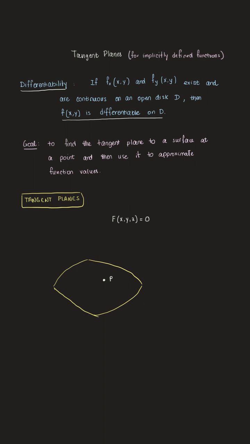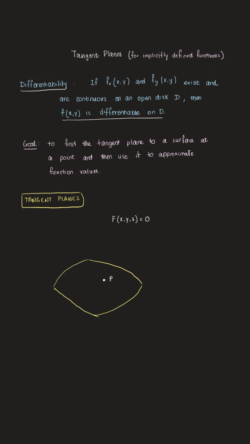So our goal will be to find a tangent plane to the surface at a point and then use it to approximate function values. We can use a tangent plane much like we used tangent lines in single variable calculus. Tangent lines were the best approximation to a curve at a point, and we will find that tangent planes are also the best approximation to a surface at a point.